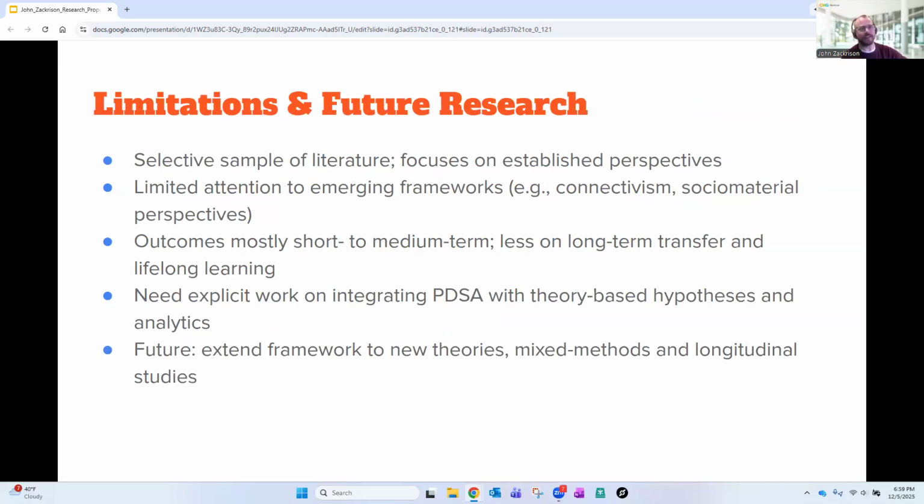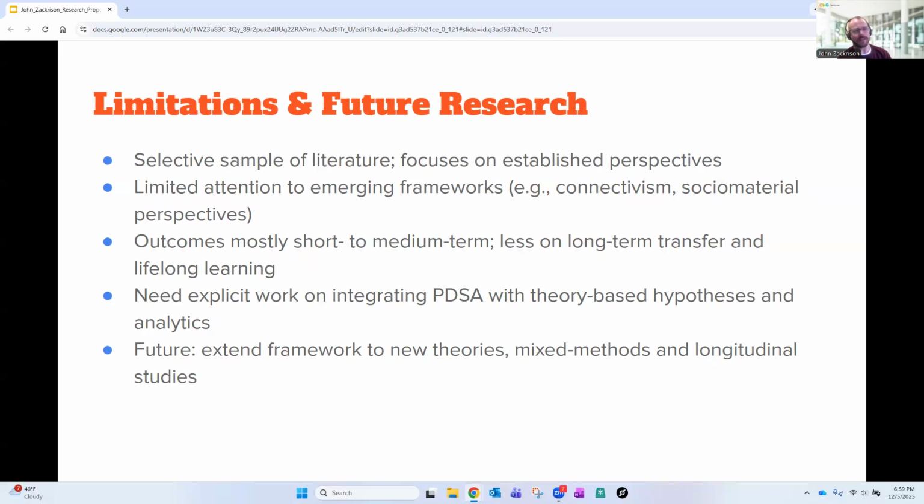Okay, the synthesis does have several limitations. The literature sample obviously is selected and selective and focuses mainly on our four established perspectives that we talked about in the class, but it doesn't really give any attention to any emerging frameworks. So we don't touch on that. In addition, most of the outcome evidence summarized comes from relatively conventional achievement and attitude measures. We still know less about how different process designs influence long-term outcomes. So that's important to note.